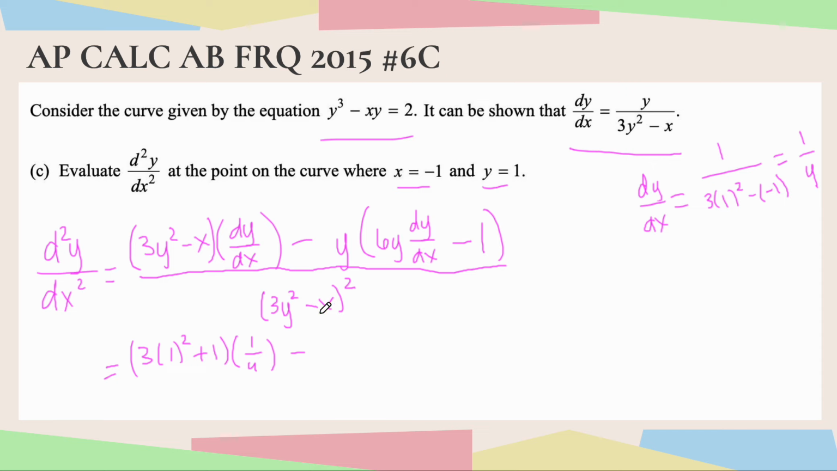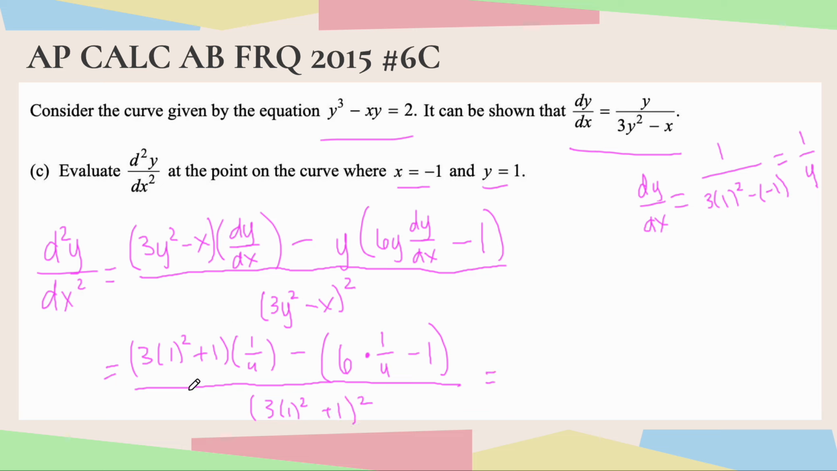Okay, so now moving on, minus my y is 1, so I'm actually not going to write a 1 there. Of course you can, I'm just not going to. I'm going to continue on from here. 6 times 1 is just 6, and then again I'm multiplying that by dy/dx, which is 1/4, and then of course subtracting 1. And then this is going to be all over 3 times 1 squared minus -1, which is the same as +1. There we go, and then that's going to be squared.